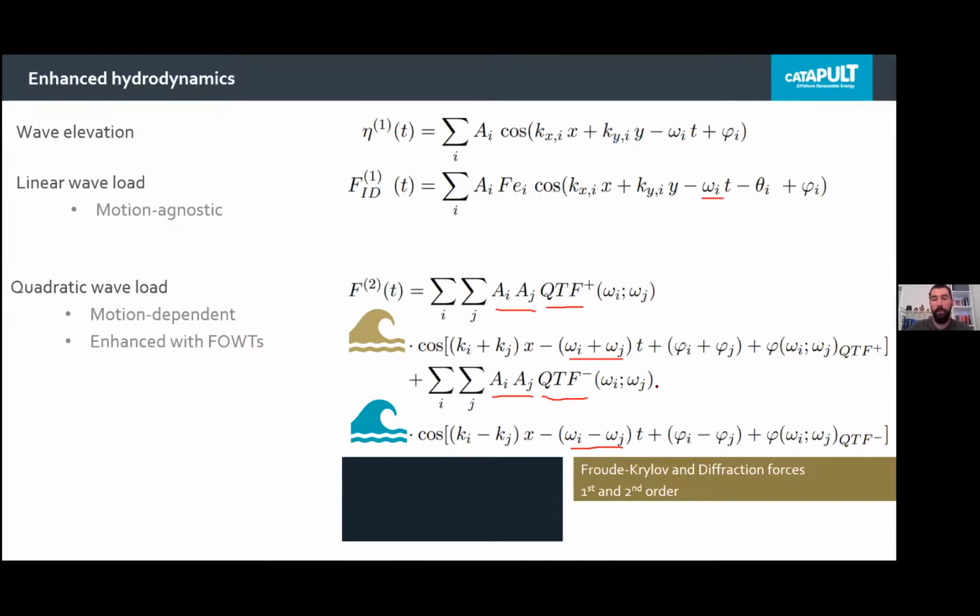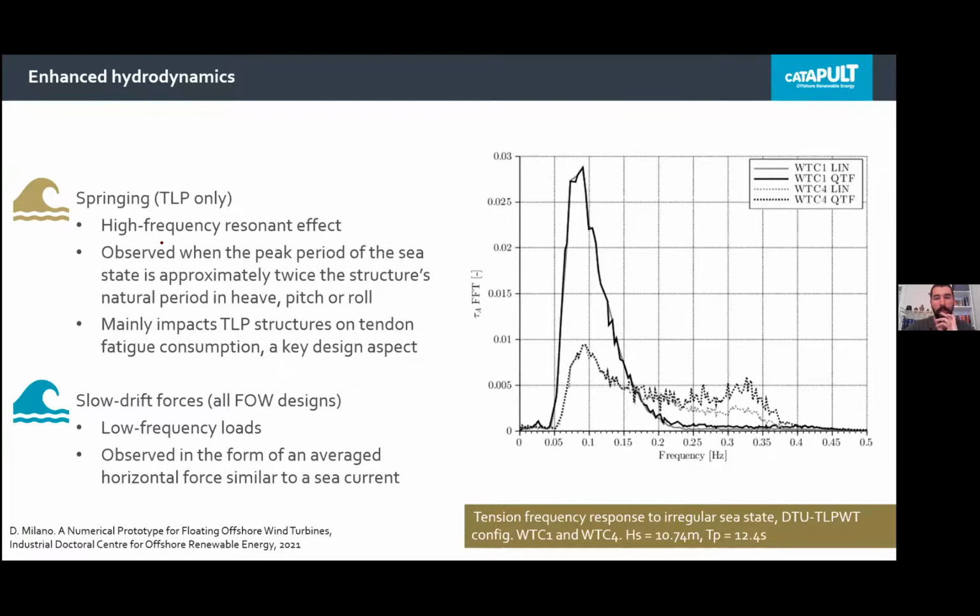And this is all I wanted to talk about. We don't need to dwell on the rest of the equations for now because it's not the focus of my presentation. And I'd much rather spend more time discussing what these effects actually are in nature. So, a hands-on approach to hydrodynamics, if you will. Well, the high frequency effect is called springing.